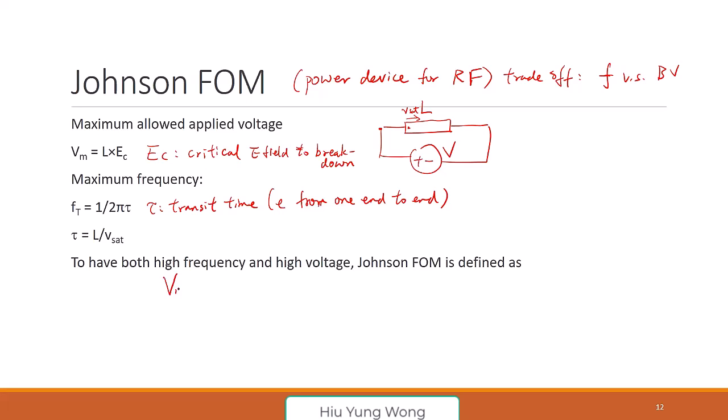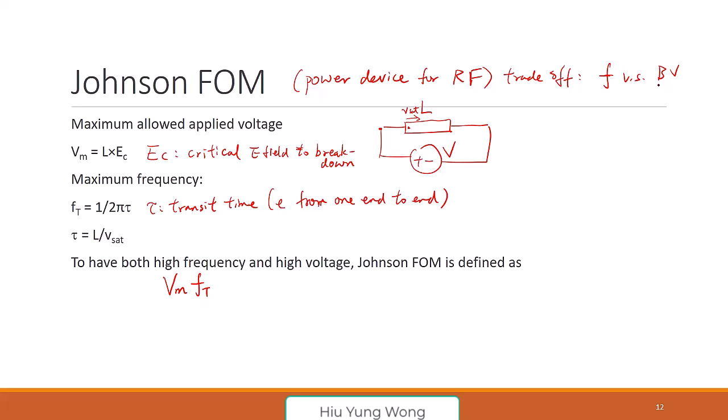Now, we want to find a figure of merit where we have both high frequency and also high breakdown voltage, right? Because if you give me a device and say, well, it has very high frequency, 1 terahertz, but you break down at 0.1 volt, no use. If you say you have a very high breakdown voltage, 1000 kilovolts, but your frequency is like 1 hertz, no use to me either, right? I want to find something for RF that has a good trade-off between frequency and breakdown. So I want to see both of these figures.